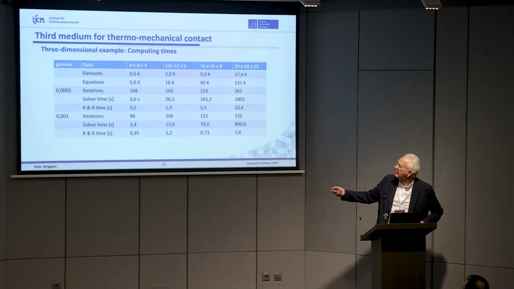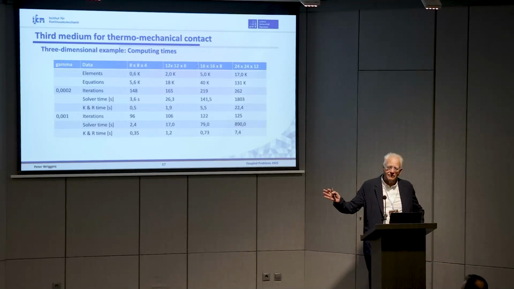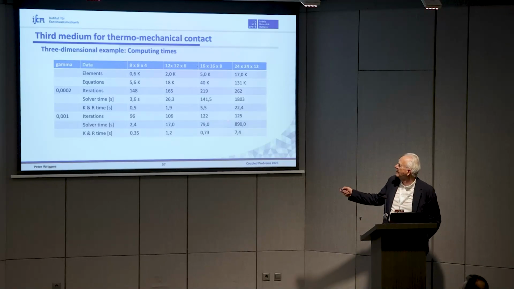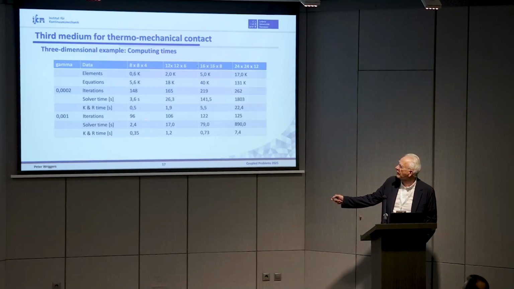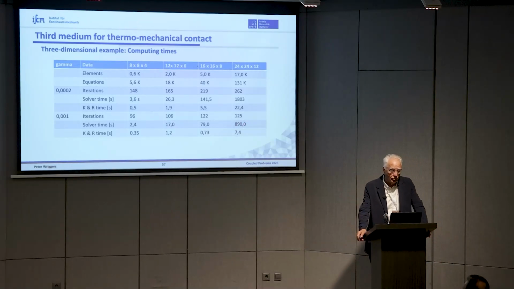You can see here, these are 8 by 8 up to 24 by 24. The number of unknowns is 130,000 to 6,000,000. Solver time is 36 seconds to 1,800, which is a little bit long, but anyway, you can still solve it on this machine. The K and R time, the time you need to compute the tangent matrix and the residual, is linear. And if you reduce the gamma, then you also reduce the number of iterations, and you still get a good result, but in shorter times.